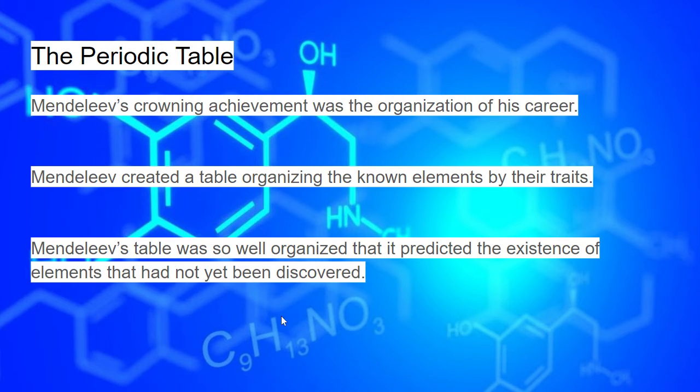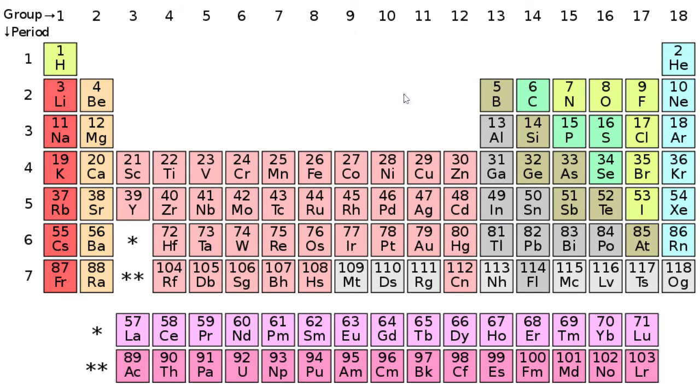Now, his biggest thing that he was able to do is create the periodic table of elements. And this is such a big deal because no one had attempted to do this before. Mendeleev created this table, organizing the known elements by their traits, and it was so well organized that it even predicted the existence of elements that we didn't even know existed yet. So we hadn't discovered some of the elements that were on the table, but he had spots there on that table, predicting that they would be there based on the trends that he saw from all the elements that we already did know. This is what the periodic table looks like now.